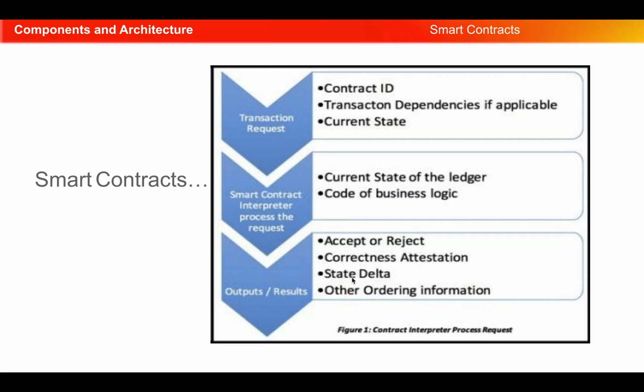And it also gives the state delta. Delta is the difference between the current ledger state and the modification that has occurred because of the transaction that we have executed, and other ordering information. So these are the processes that go through when the transaction request occurs on a peer. So this is how the smart contract works.